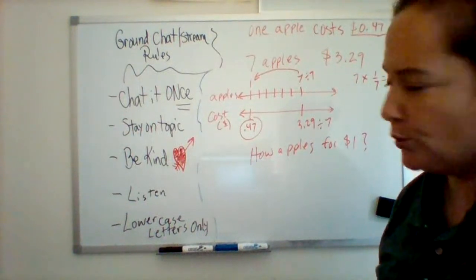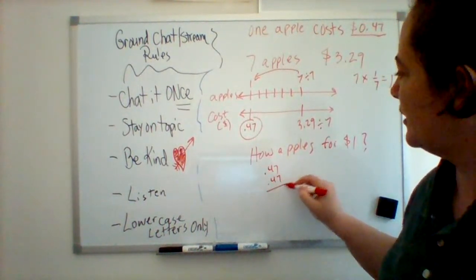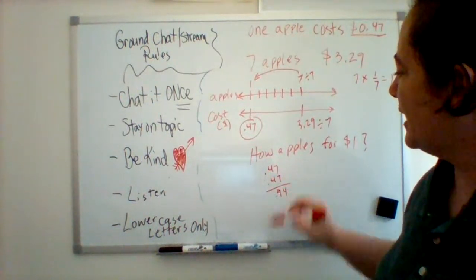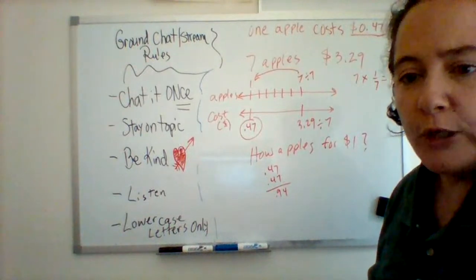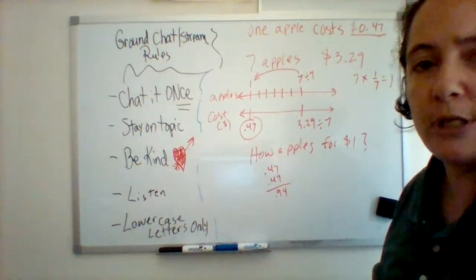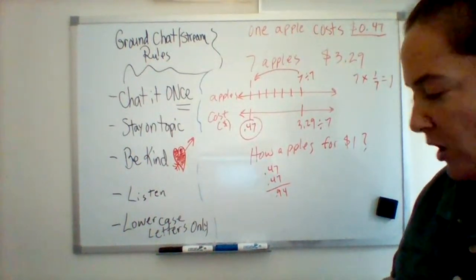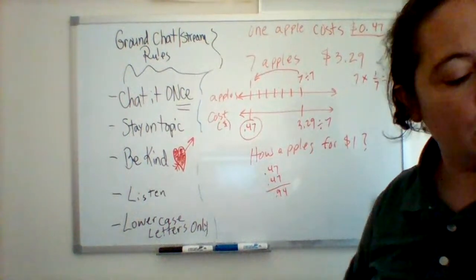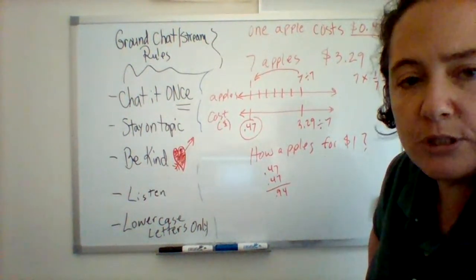Okay, Lewis says 2. So if you have 47 cents and 47 cents and you put them together, you get 94 cents. You'll get 6 cents change, which means all you can purchase are the 2 apples. Nice job. 2 apples. A third one, you would not have enough money to cover it. All right, any questions on that, guys?